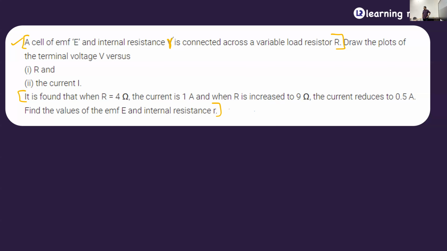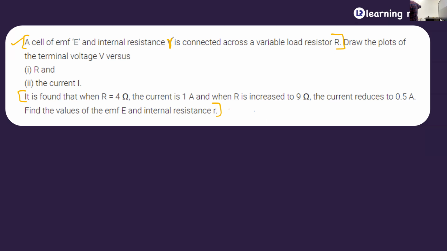Okay. So what we are expected to do is find the values of EMF and internal resistance. When they ask for two unknowns, how many equations do we need? Two. So for those two equations, we have two data sets in our hand. In one data set, when the value of capital R is 4, the current through the circuit is 1. When the value of capital R is increased to 9, be careful here. Increased to 9, now what is the value of capital R? Is it 9 or 13?